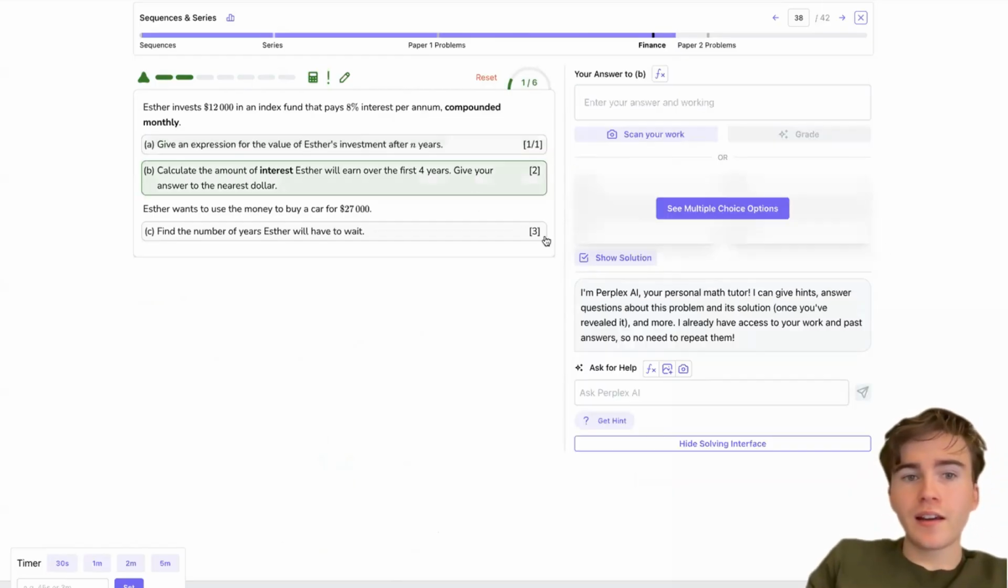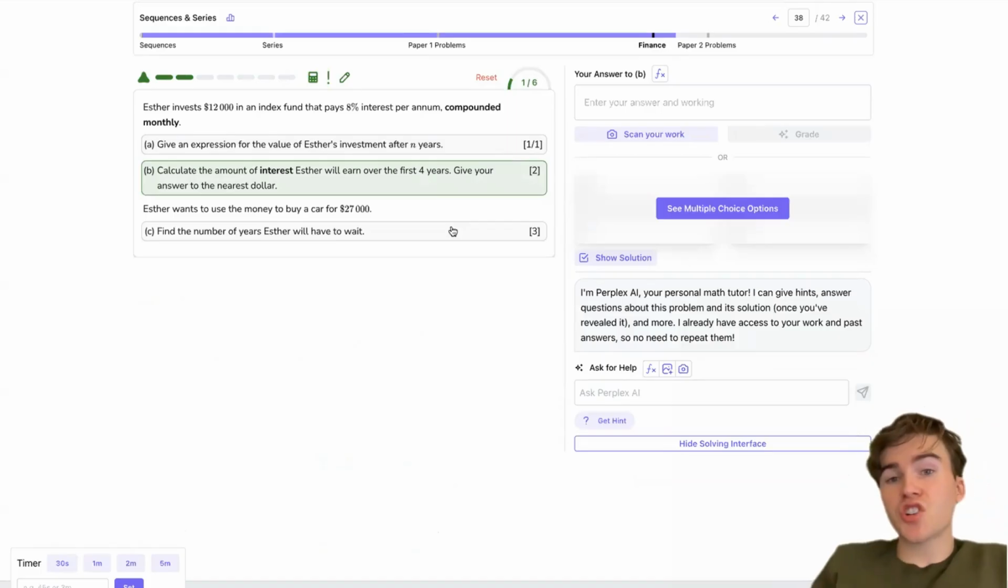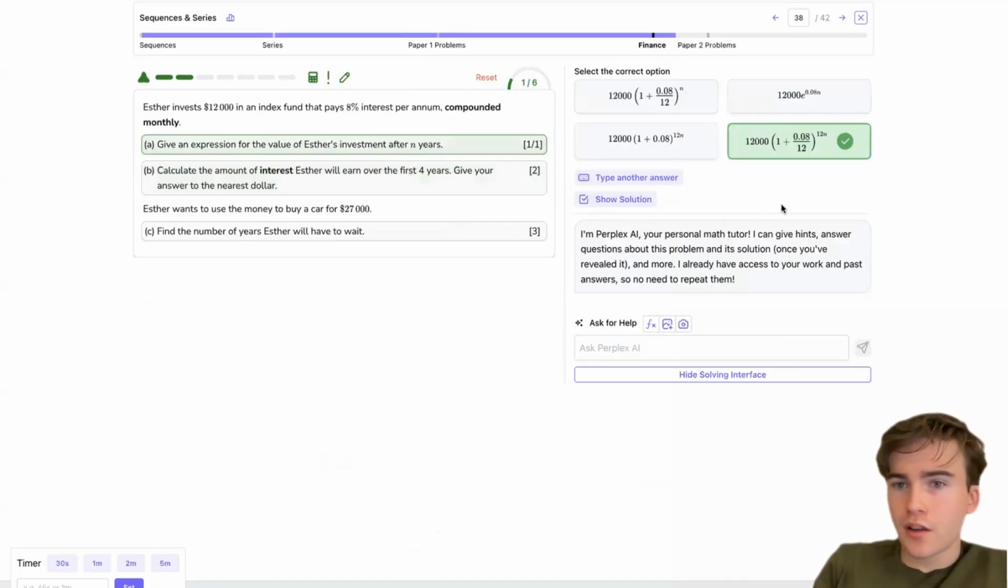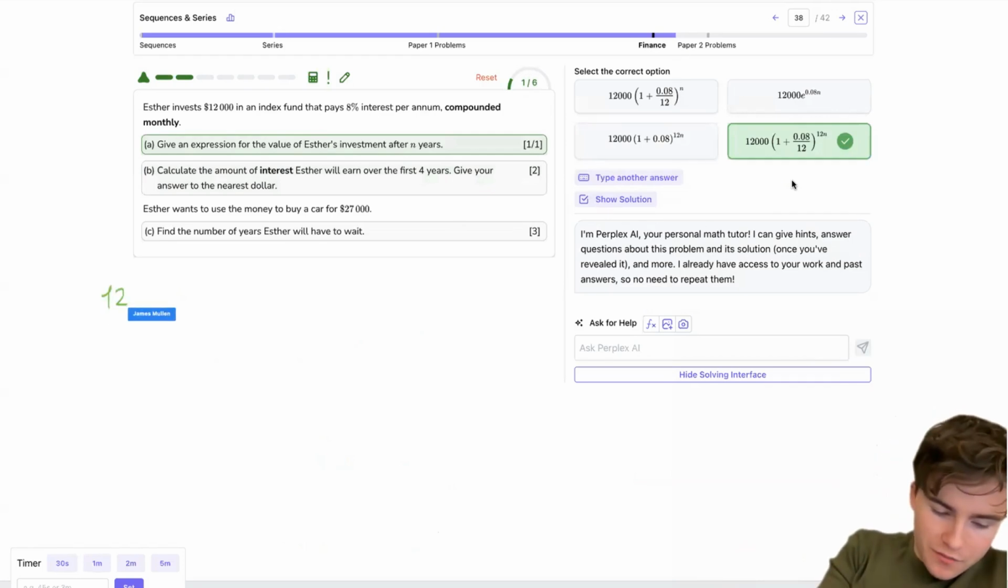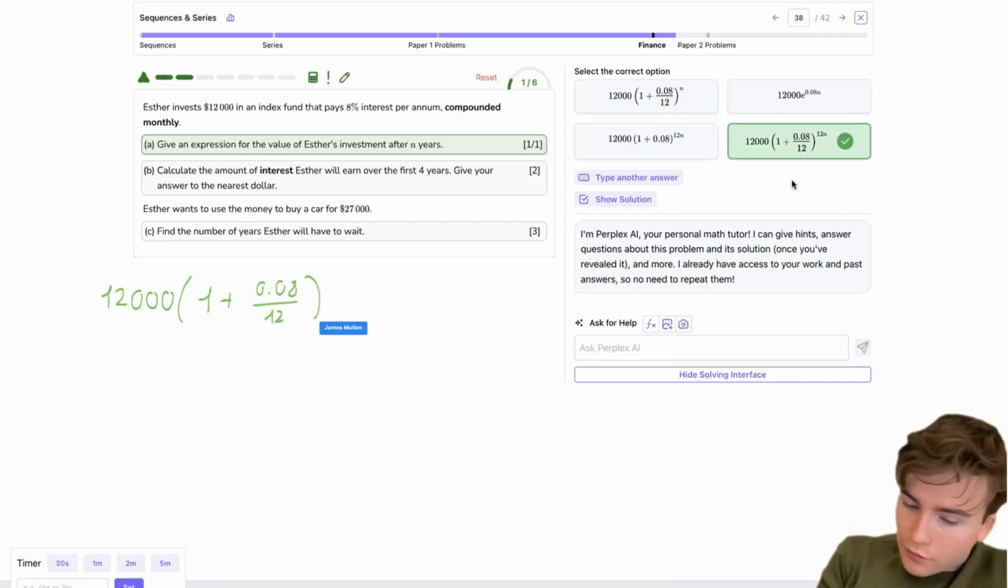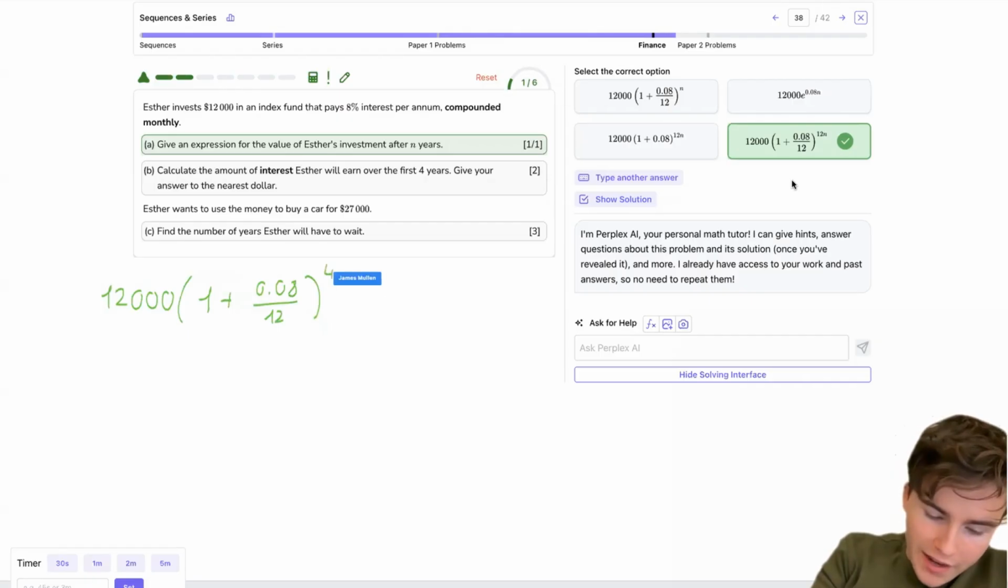Now, part B. Calculate the amount of interest Esther will earn over the first 4 years. Okay, so we're not trying to find how much Esther is going to have at the end of 4 years. We're trying to find how much she's going to gain over 4 years. So I'm going to take my formula. I have 12,000, and I'm going to plug in n is equal to 4, okay? How much she's going to have at the end of 4 years. So 1 plus 0.08 over 12 to the power of 12 times n is 48.